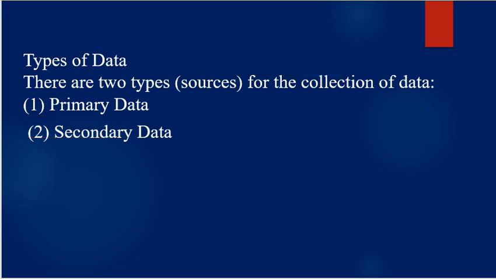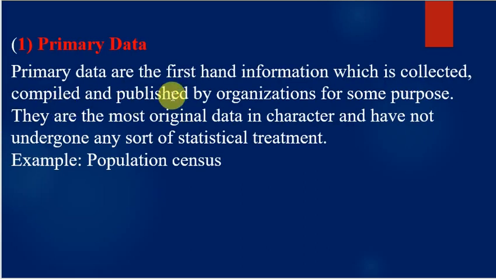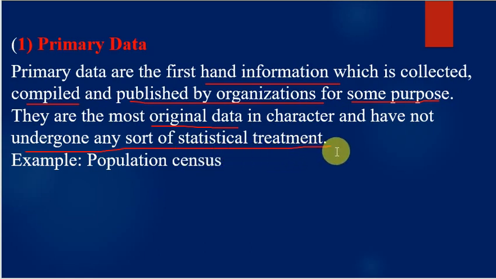So here, different types of data we can see: the primary data and the secondary data. So what does primary data mean? Primary data is the data which is first-hand information, collected, compiled and published by organizations for some purpose. So they are the most original data in character and have not undergone any sort of statistical treatment.